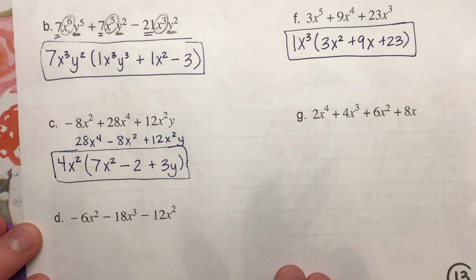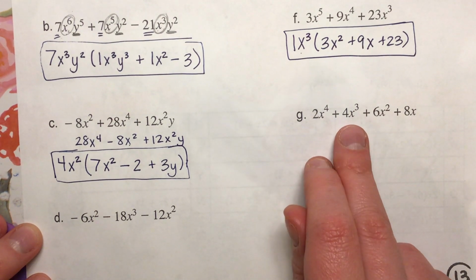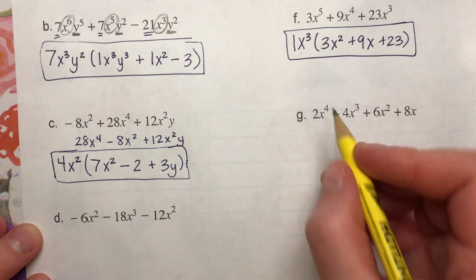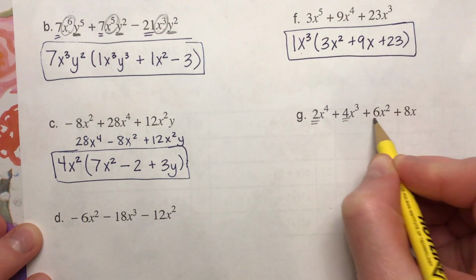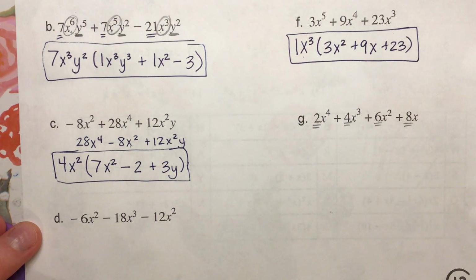All right. Moving on to example G. I have 2x to the 4th plus 4x cubed plus 6x squared plus 8x. Looking at your numbers first, I've got 2, 4, 6, and 8. What is the largest number that I can divide out of each of these terms? I can divide a 2 out.